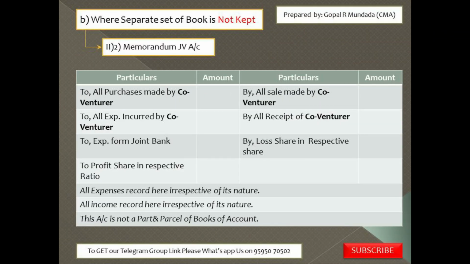So guys, next is the memorandum joint venture account. Continuing with the previous example, we prepare the memorandum joint venture account in the book of A. In this we record all purchases made by A and B on the debit side. This is basically a joint venture account, and it is a memorandum joint venture account, so it is not considered a part and parcel of the books of account. It is only a statement which represents the expenses and purchases incurred by the co-venturers and all sales and receipts of the co-venturers. It is similar to the joint venture account.